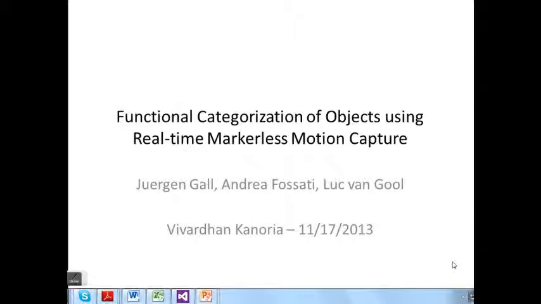Okay, hi. So I'm going to be talking about functional categorization of objects using real-time markerless motion capture.